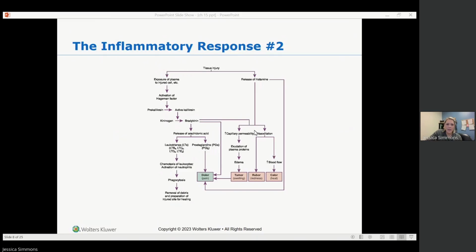On this side, you have exposure of plasma to the injured cells, which activates the Hagman factor, which falls into the bradykinin, which releases all of those chemicals, which all lead to the inflammatory response. Prostaglandins lead to pain.